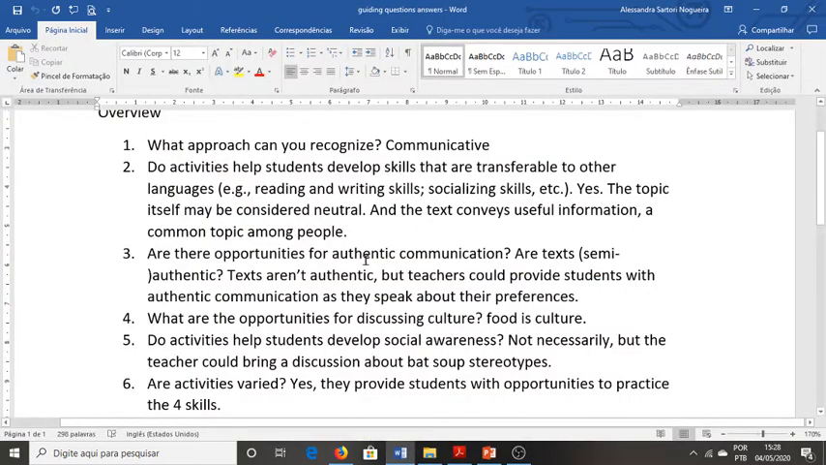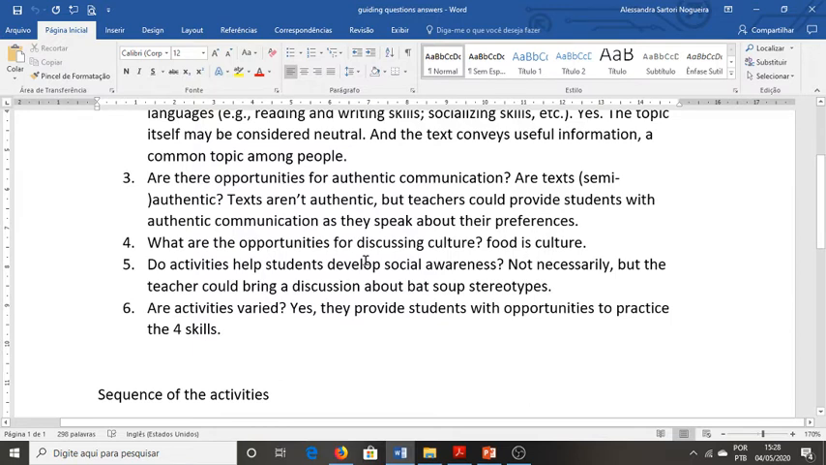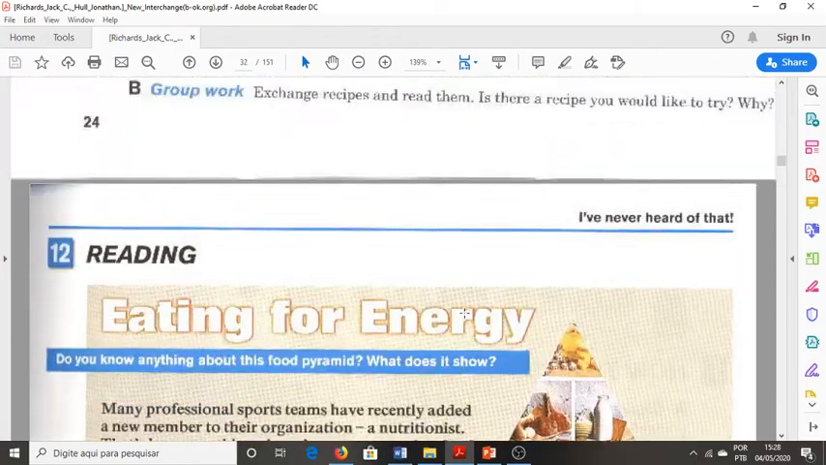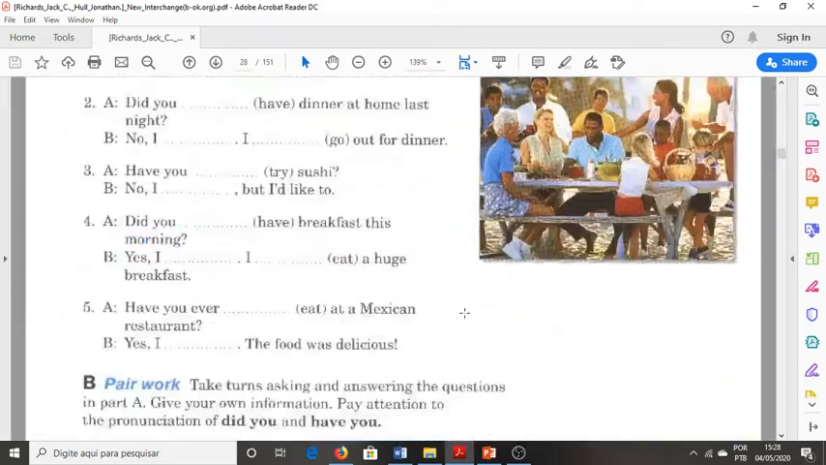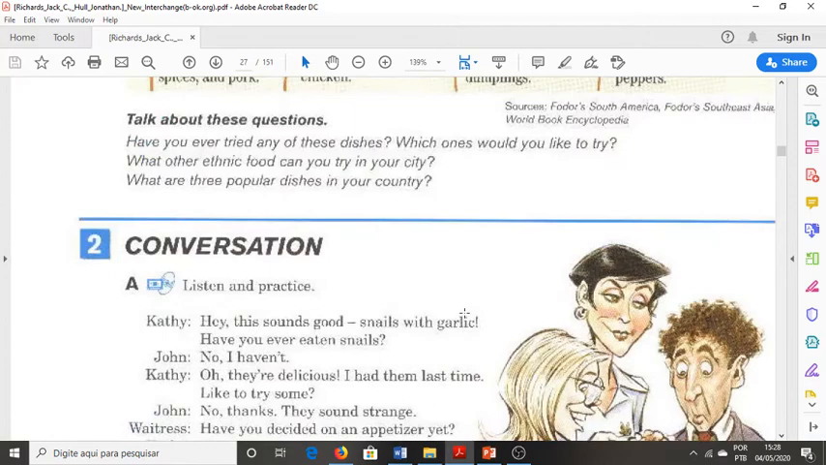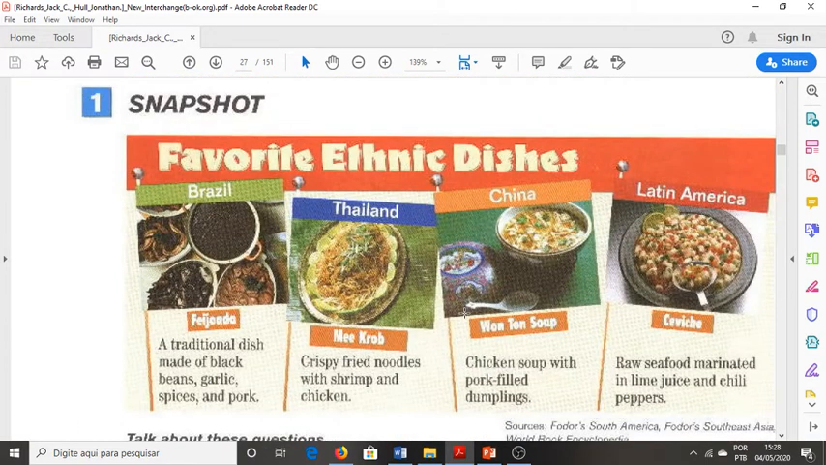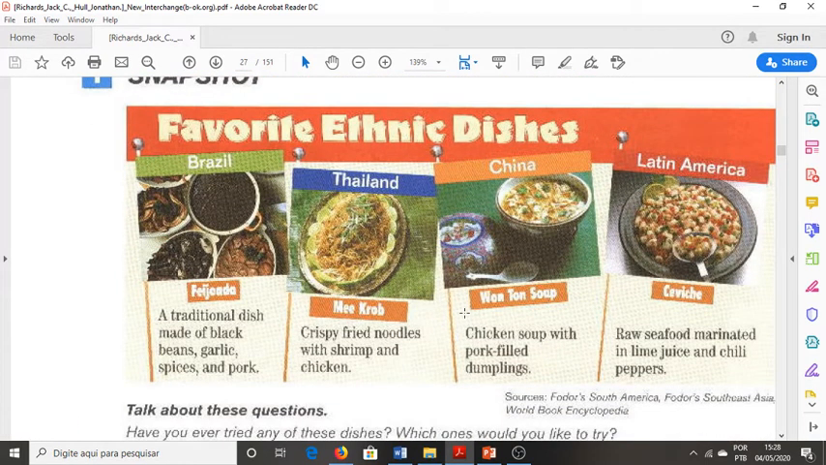Question number 4. What are the opportunities for discussing culture? Well, my answer is food is culture. Food is culture because we eat every day, supposedly, and we eat what our country provides, right? So talking about food is talking about culture in general. Like, for example, why do we eat rice and beans? You know, this is totally culture. So the topic itself is already cultural.